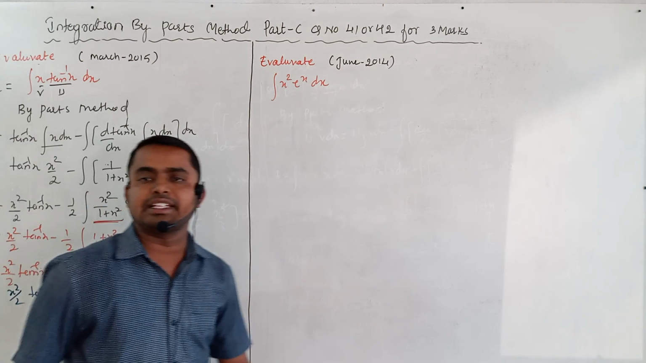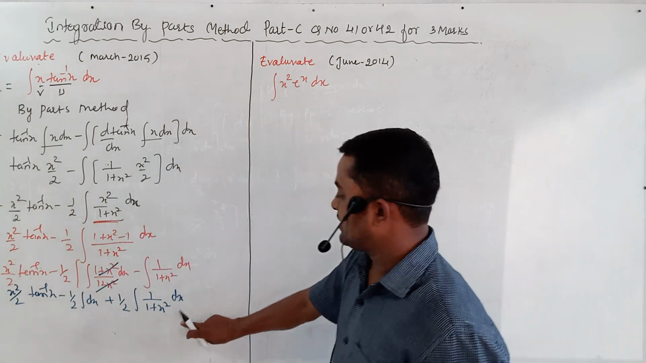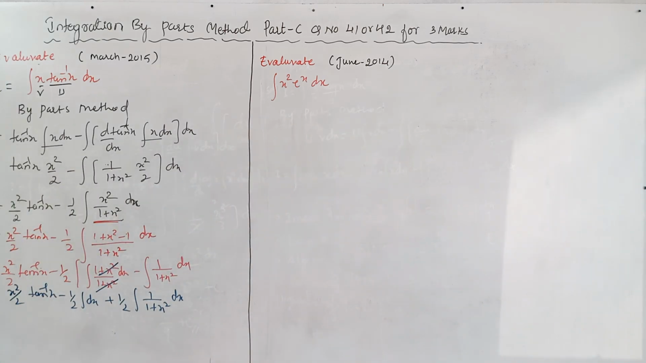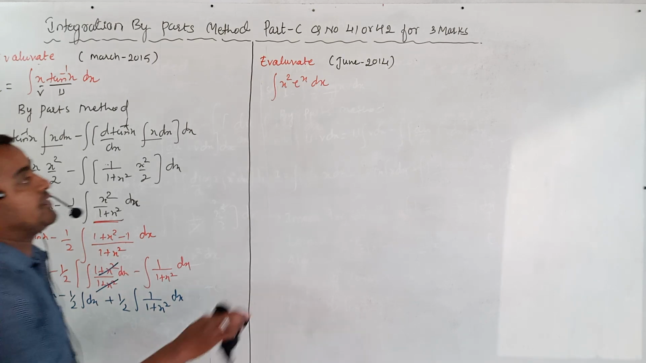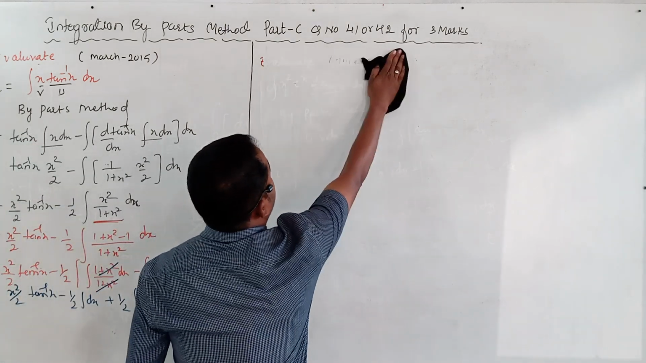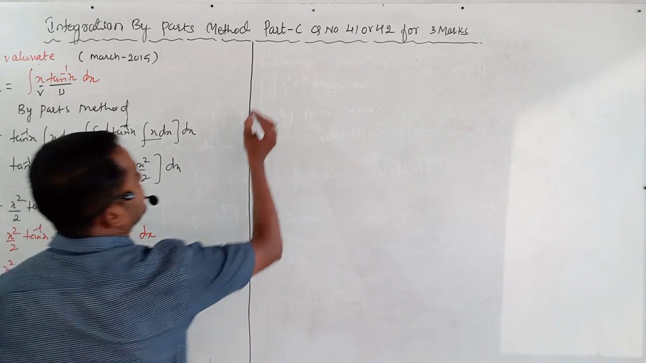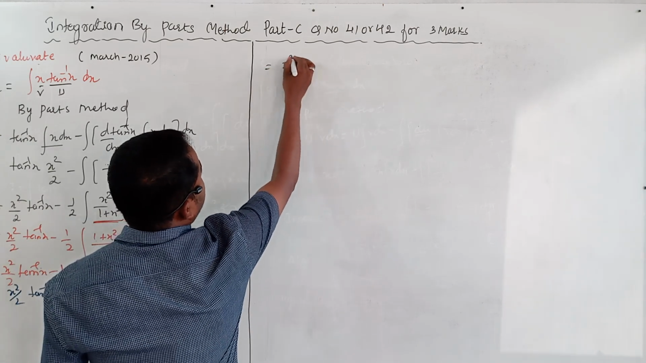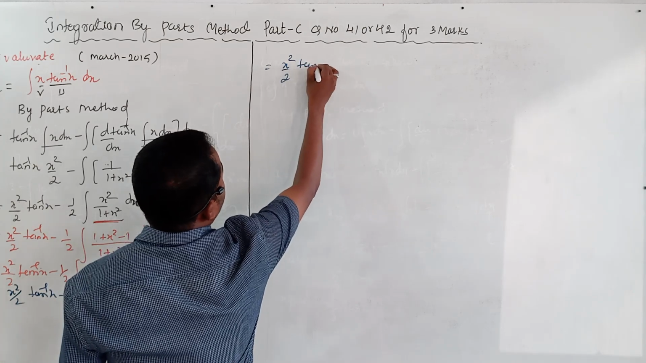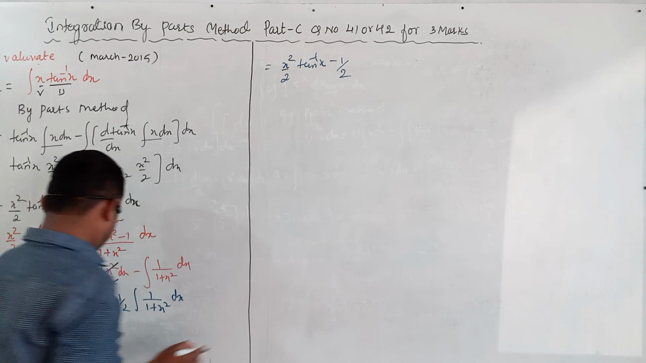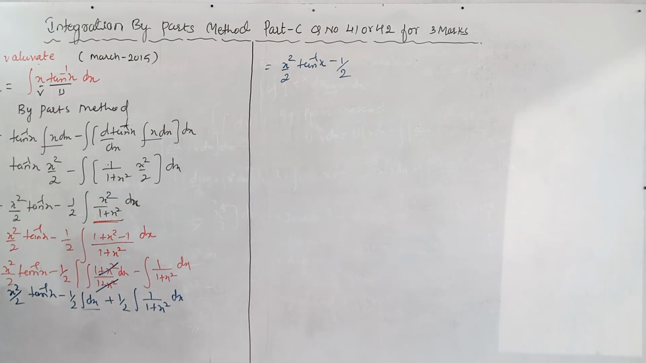Yes, I am writing the next step here. We will solve this later. I am writing the next step of this problem. That is x square by 2 tan inverse of x minus 1 by 2 as it is. Integration of dx is nothing but x.